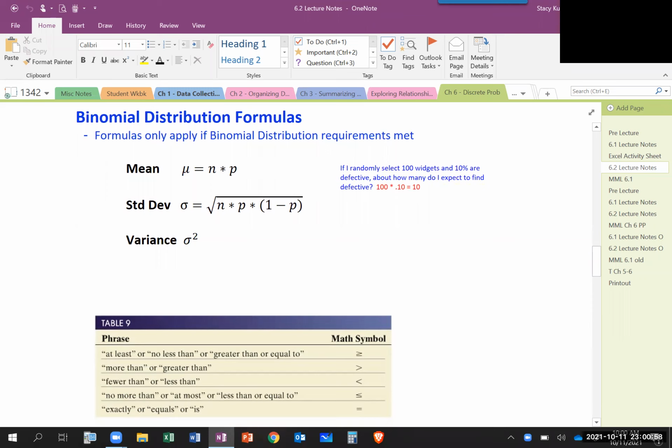So the formulas that we are going to need, and we will have to actually calculate these by hand. Okay, so you want to have them written down. These apply when the binomial requirements have been met. We're going to be able to calculate the mean of our distribution, and another time you would see this is mu sub x.